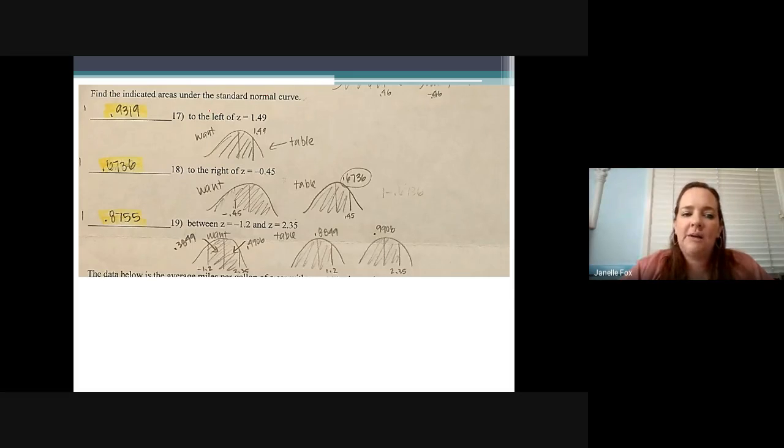So what was interesting about number 17 is that it says to the left of 1.49. So I did my 1.49 value right here. And what I want, and actually what the table gives me, is exactly the same thing. So when I looked it up on the table, boom, there's my answer.